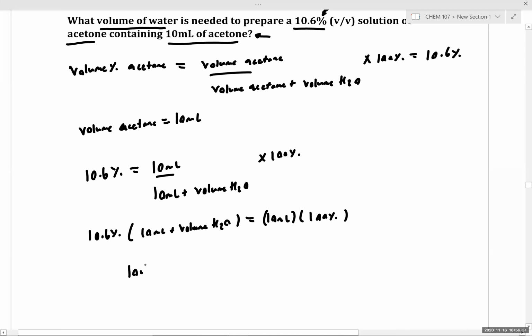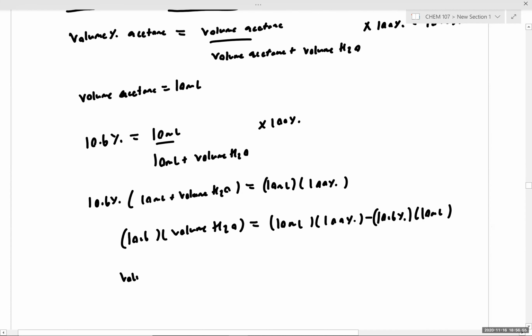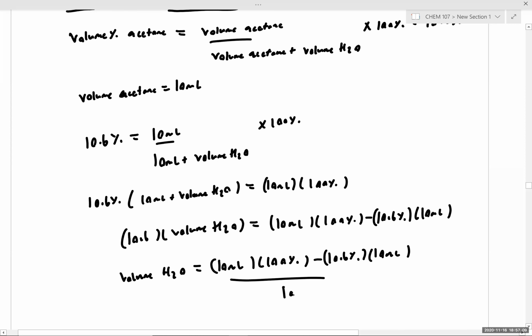So then we know that 10.6 times the volume of water is equal to 10 milliliters times 100% minus 10.6% times 10 mils. Okay. We also know then that the volume of water is equal to 10 mils times 100% minus 10.6% times 10 mils over 10.6.